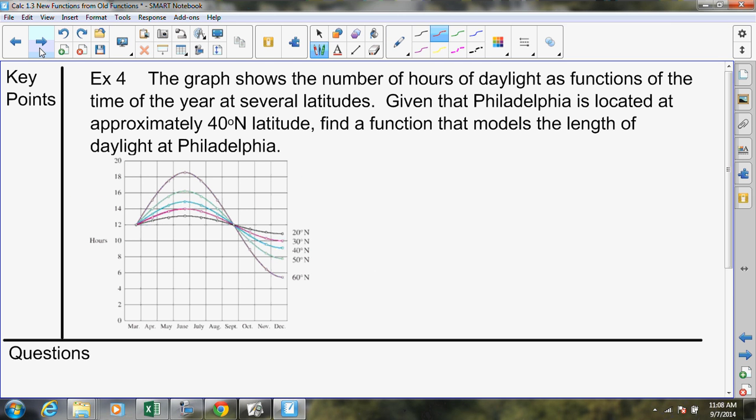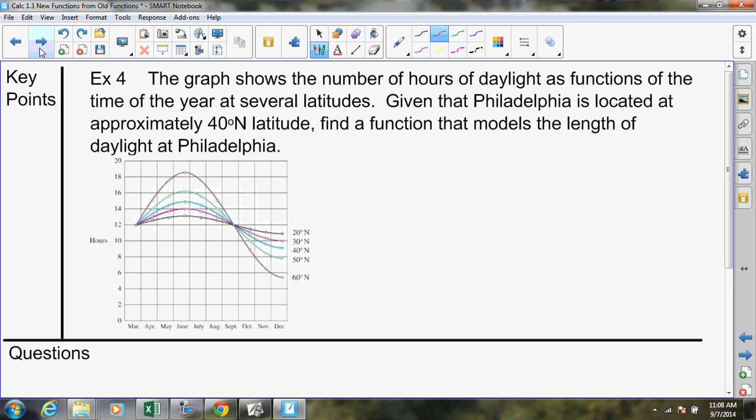Example 4. The graph shows the number of hours of daylight as functions of the time of the year at several different latitudes. Given that Philadelphia is located at approximately 40 degrees north latitude, find a function that will model the length of the daylight in Philadelphia. Now, several things that we're going to point out.